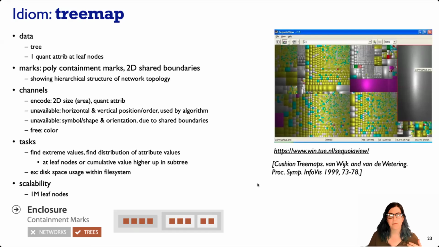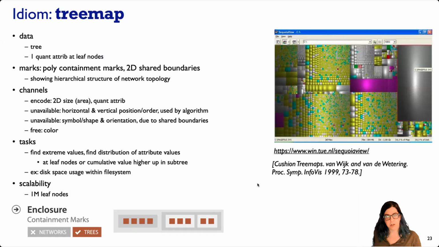So let's break that down. We've got an explicit encoding. We are encoding the attribute with the two-dimensional size, which is area. We're again in a situation where horizontal and vertical position and order are in use by the algorithm. They're not showing anything directly in the dataset itself, but the algorithm is using that, in this case, to form these hierarchical containment relationships because it's cumulative. As you go up from leaves to their parent nodes, that parent's polygon expresses cumulatively that quantitative attribute in size, which is encompassed by all of its leaf nodes.